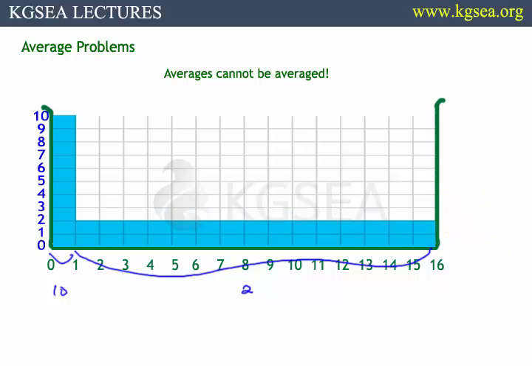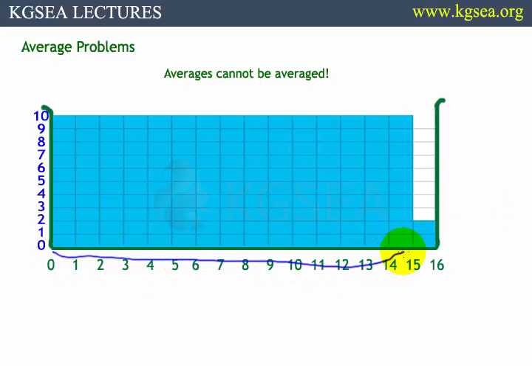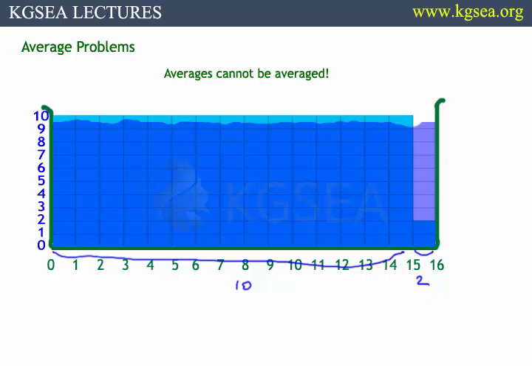Now let me give you a different case. What if I gave you something like this? So what situation is this? Well, the average of these numbers is 10, and the average of this number is 2. So what's the average of the total when one part is 10, the other part is 2? The answer is up here, 9 point something.